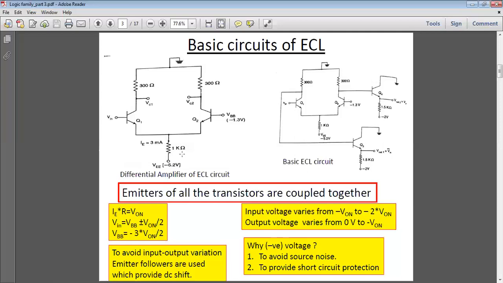Basically, the source noise can be overcome, and it can provide short circuit protection. Because if the output is connected shorted and it is going to ground, there is no problem. Because of that, the negative voltage is considered, and two emitter follower transistors are used.